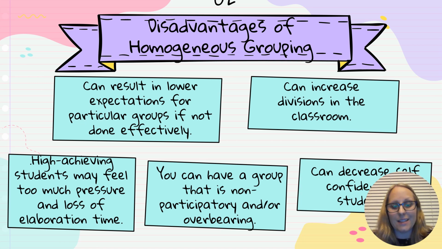You could have a group that's non-participatory or overbearing, right? If you have a group that's really self-conscious, they might not participate, especially at the beginning when you first form that group. On the opposite end, you might have a group where they're very similar and they all want to take the lead. Again, that can decrease the self-confidence in students.